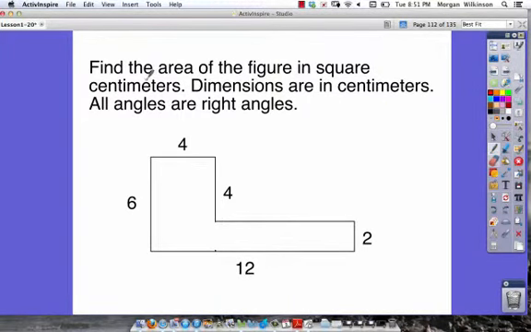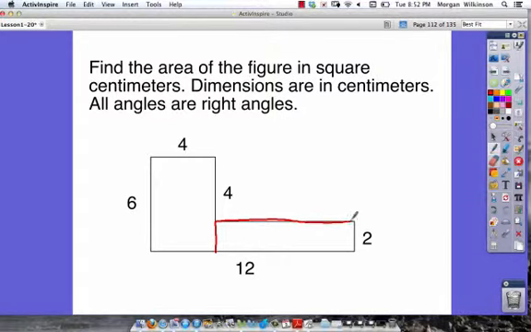Alright, for the next problem we want to find the area of the figure in square centimeters. Dimensions are in centimeters, and all angles are right angles. Now what you can notice about this figure is it's complex. It's actually made up of 2 rectangles. So what we're going to do is take this one figure and break it into 2 rectangles.